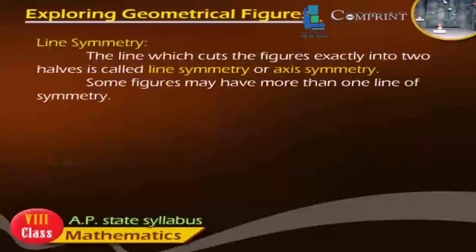Line symmetry. The line which cuts the figure exactly into two halves is called the line of symmetry or axis of symmetry. Some figures may have more than one line of symmetry.